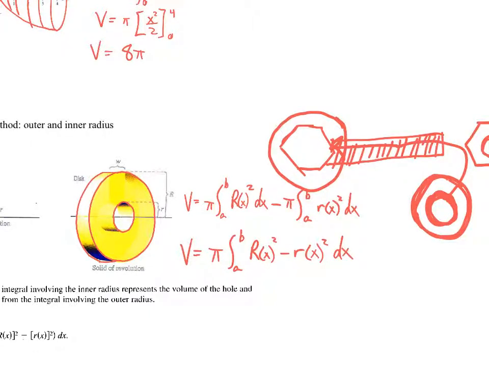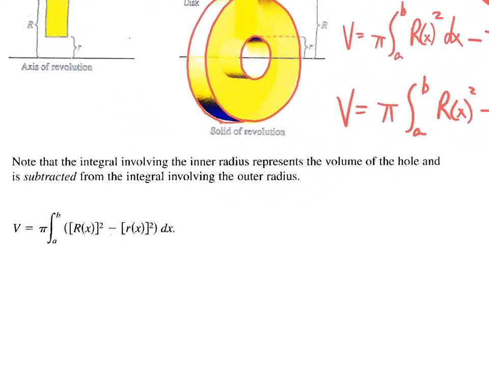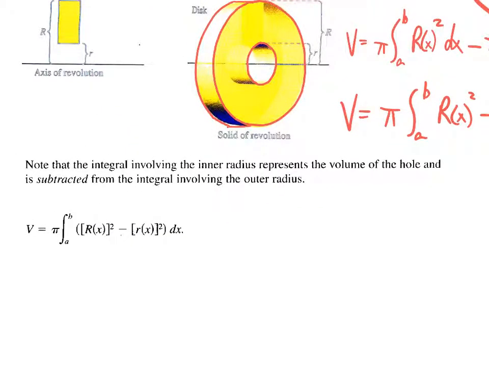Okay? And by the way, notice one thing very important here. Notice you are squaring the functions before you subtract. Don't subtract them and then square the difference. All right? There's a big difference there. So we are going to square both functions and then subtract them. All right, so we can see here our final formula. Let's go ahead and see how this works.